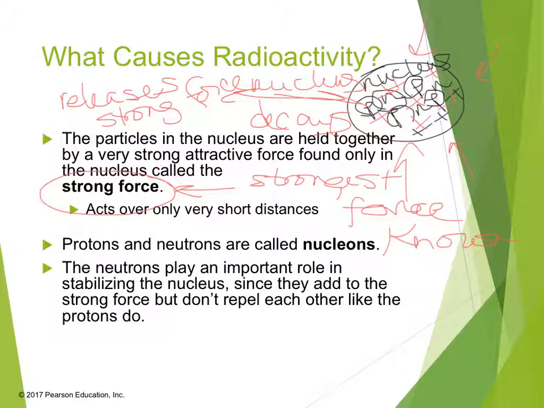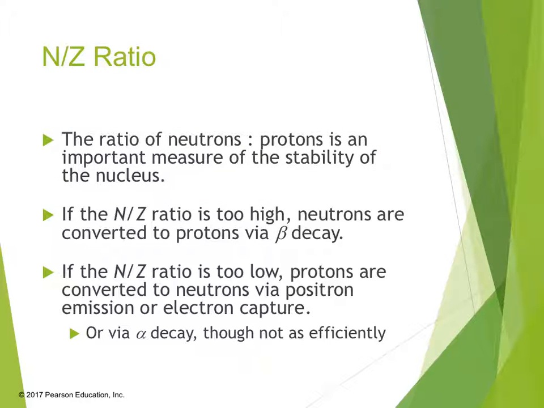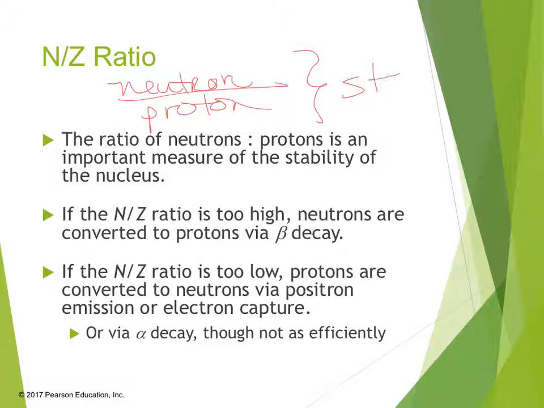And as you would expect, the neutrons, which have no charge, play an important role in stabilizing the nucleus. You can think of them as kind of a dilution for the repelling force between the protons. As a result of that, the neutron to proton ratio in a particular atom is very important and in part determines the stability of that particular atom. If you have too many protons, the repelling force between them is going to become too strong and the nucleus won't be stable.